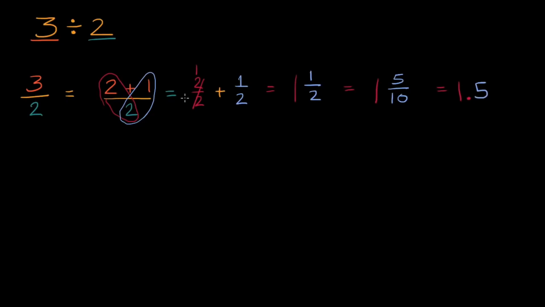Now, I did every step here. As you get more practice, you say, okay, this is the same thing as 3 halves. 2 goes into 3 one time, and there's a half left over. So writing this as a mixed number, it's 1 1/2. And a half, written as a decimal, is 5/10.